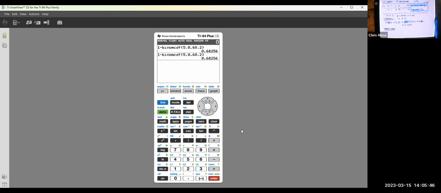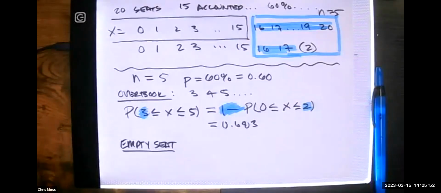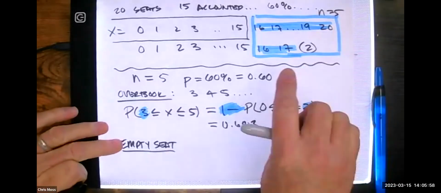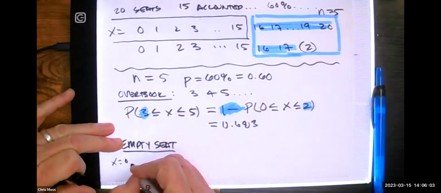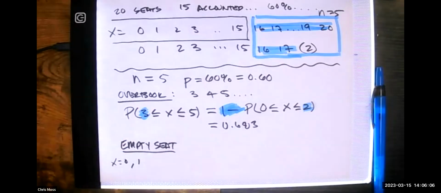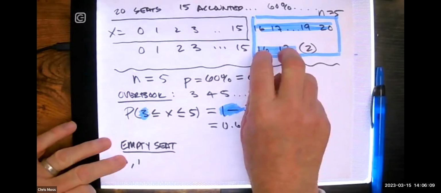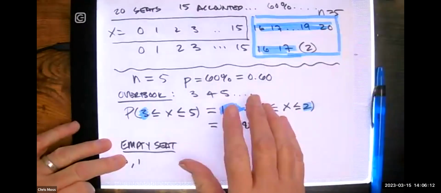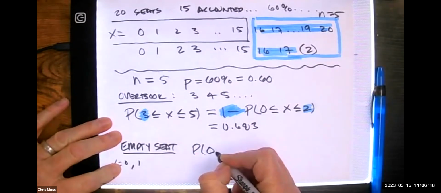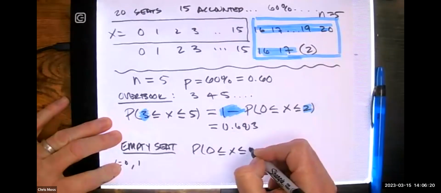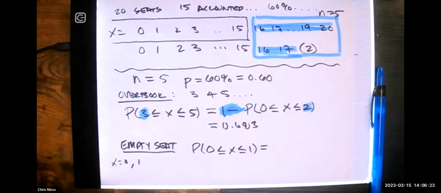Now the empty seat one's a little bit different. The empty seat one means not all 5 show up. In other words, at least one of these seats has to be empty. There's an empty seat if x is equal to 0 or 1. If x is equal to 2, both those seats are occupied. If x is equal to 3, we're into the overbooking stage. So the empty seats case is 0 and 1. There's no 1 minus here, since we're starting at 0.